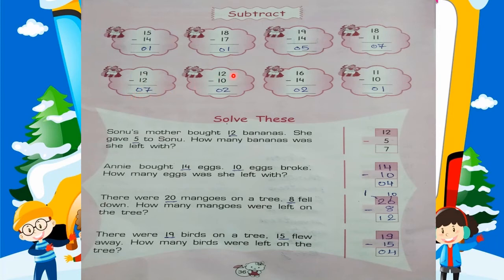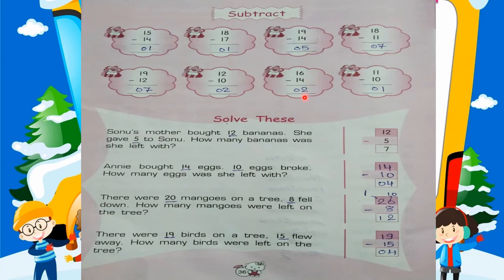Next is 12 minus 10. Firstly we will solve the ones position number. 2 minus 0 is equal to 2, and 1 minus 1 is equal to 0. Next is 16 minus 14. So firstly solve the ones position number.